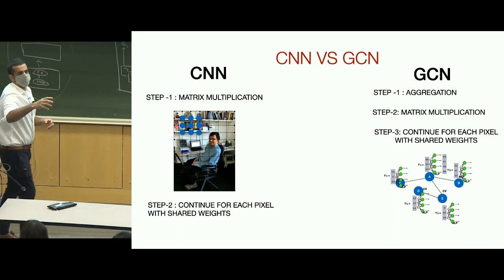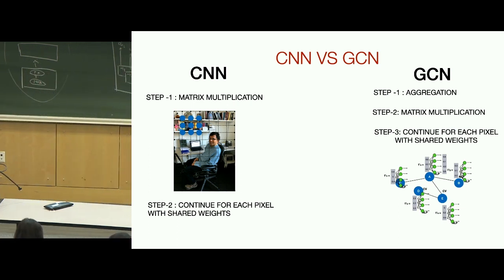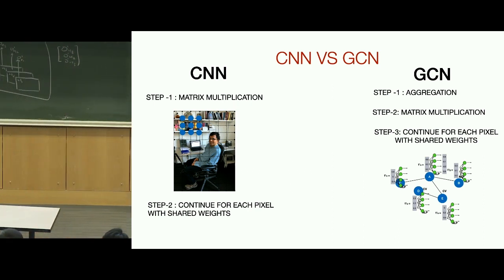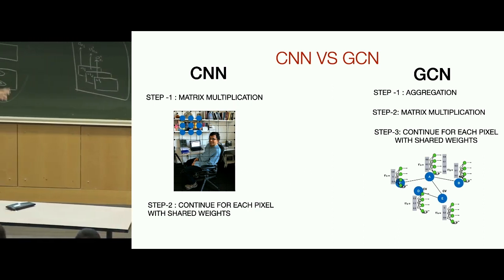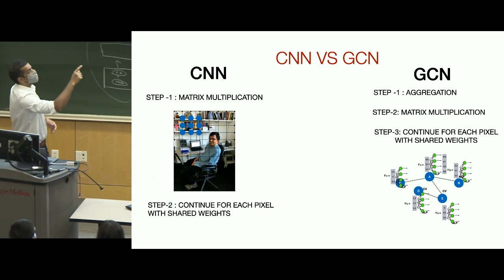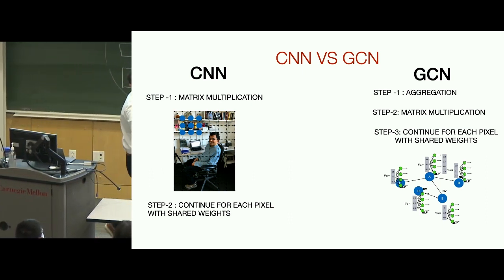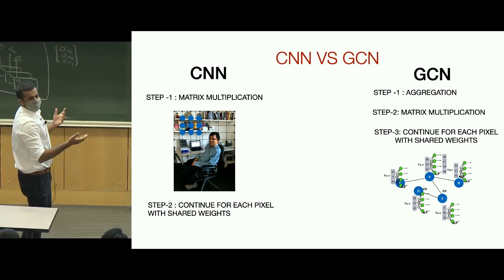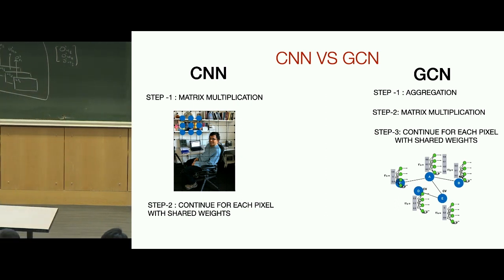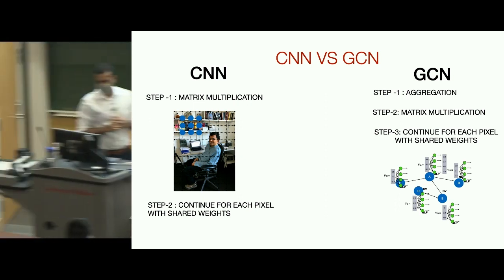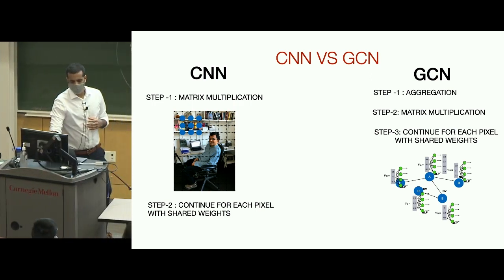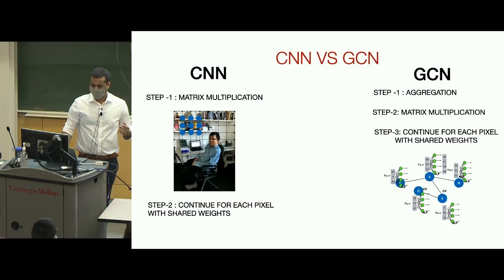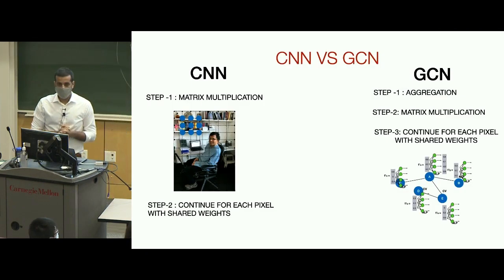So there is a notion of taking the same matrix and multiplying it everywhere in the graph, which is something we have in CNNs as well. This aggregation step is the extra step that we do in GCNs. And that's kind of the very minor difference between CNNs and GCNs. And I think that's it. So any questions on this?